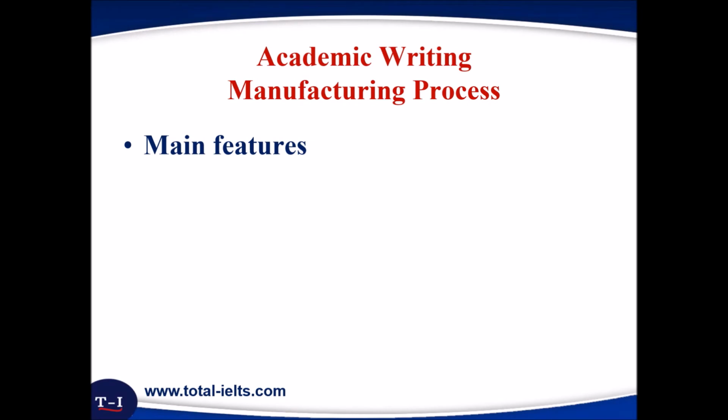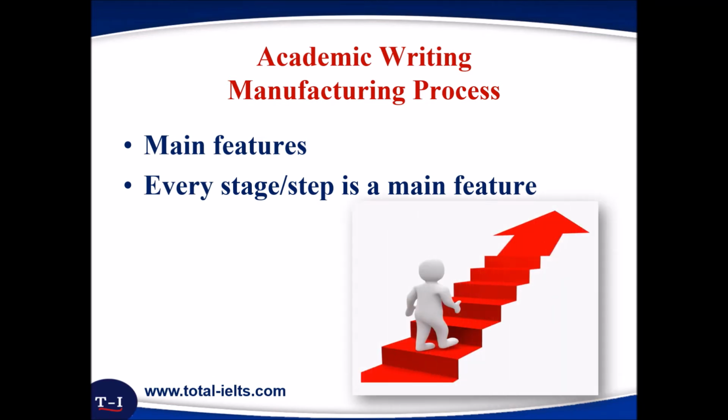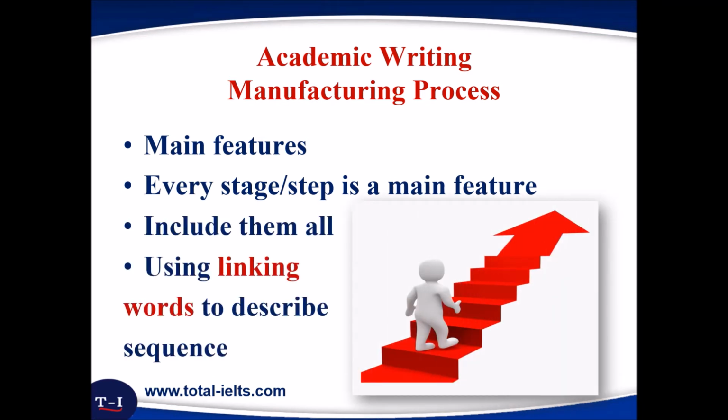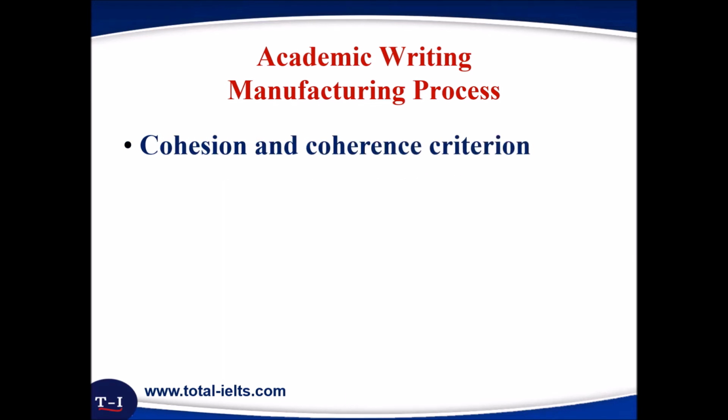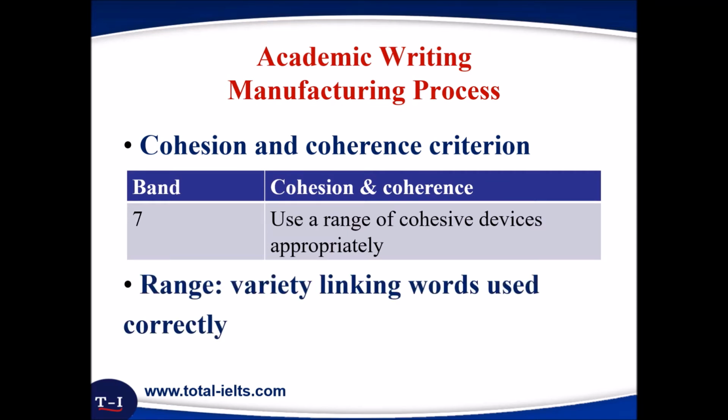Let's move on to the main features. Now, when describing a manufacturing process, every stage or step is a main feature. So you need to include them all in your description and try to use linking words to describe sequence. For cohesion and coherence criterion, to achieve a band 7, you need to use a range of cohesive devices appropriately. So basically that means use a variety of linking words correctly.